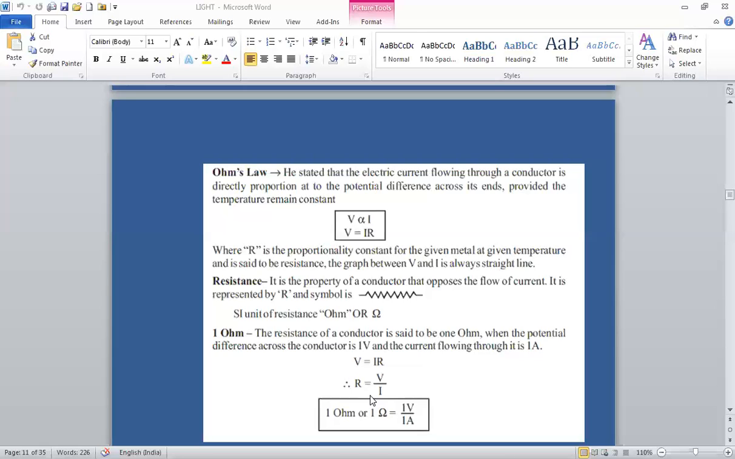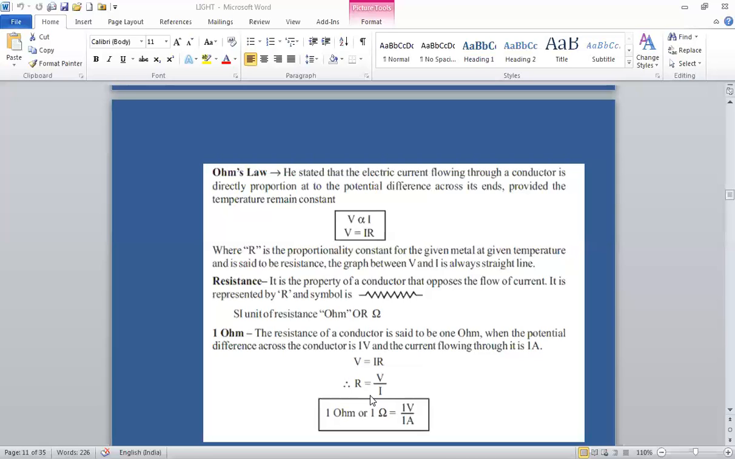The second version of Ohm's law, that is V is equal to I into R, tells us that for a given value of applied voltage, an increase in the current flow will be possible if there is a decrease in the resistance of the material.